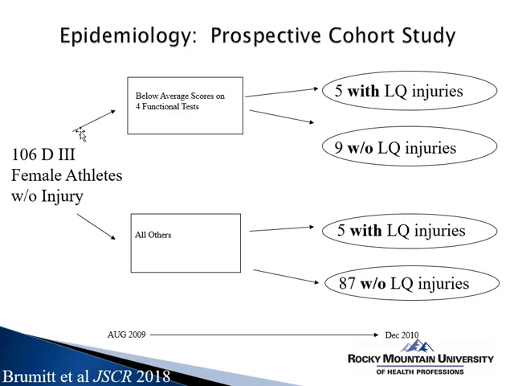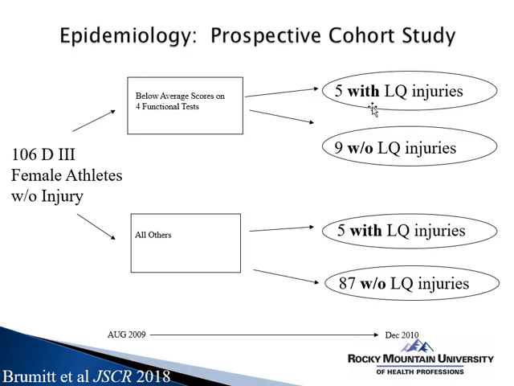Study I did, 106 Division III female athletes without injury at baseline at the start of the season. And I put them through a series of sport-specific functional tests, things like jumping for distance with both legs, single leg hops, an agility drill. And so the group that I put as at risk were those who had below average scores on all functional tests. And then everybody else, whether they had above average scores or even 3 tests below average.